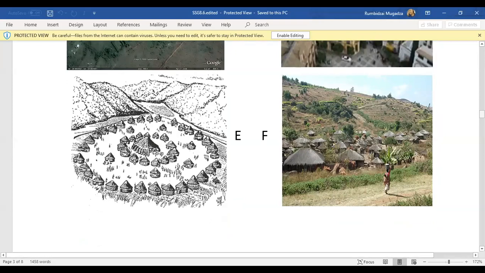And F, rural, yes, thank you, Mosa. It's a rural area.